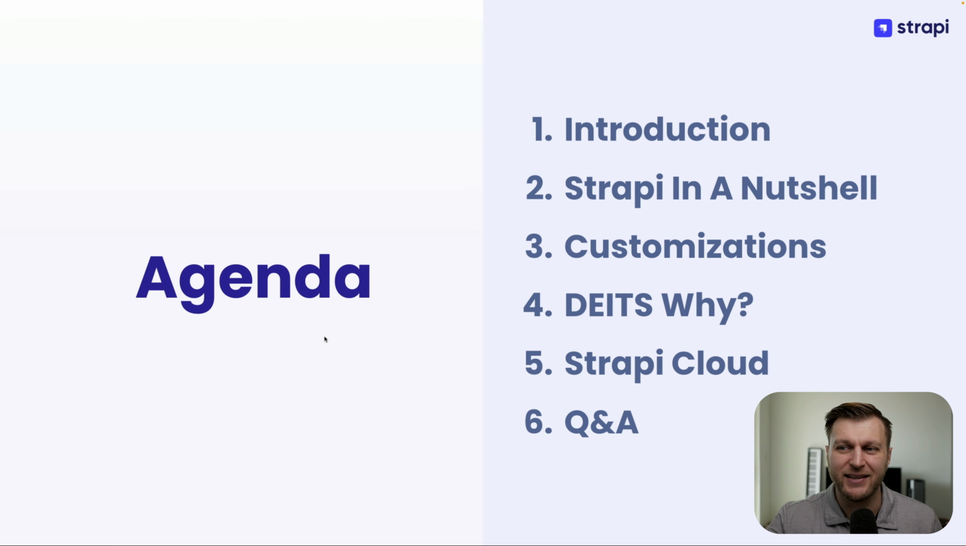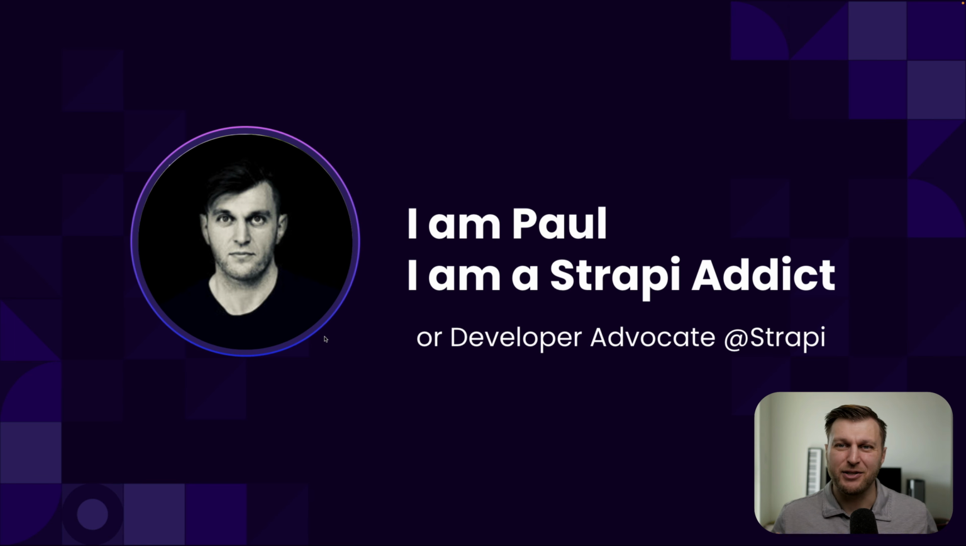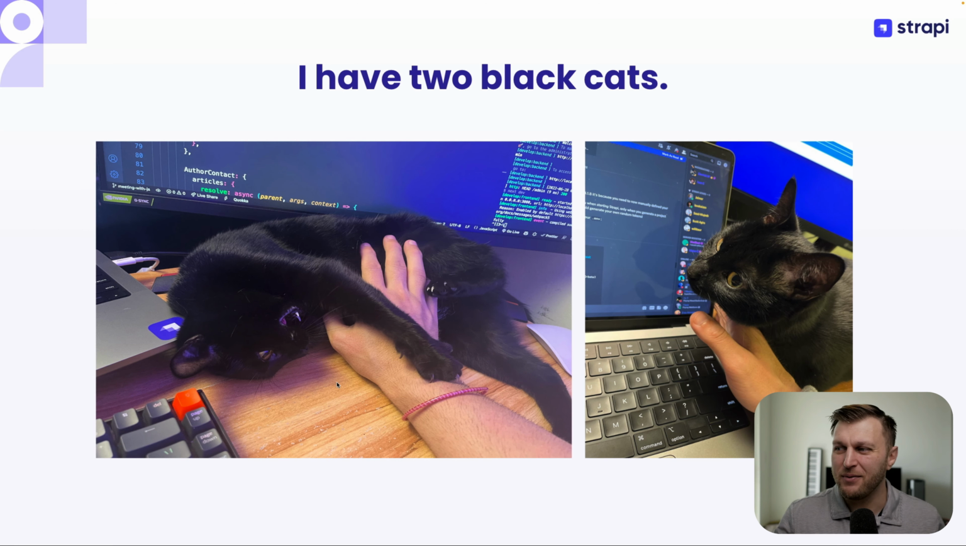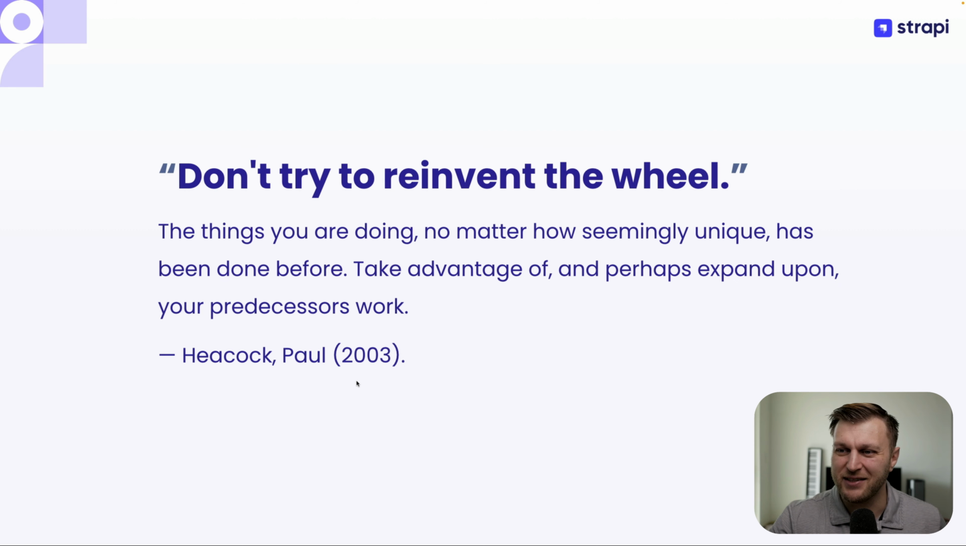So I'm really excited. My name is Paul, and I'm a Strapi addict, or you could say a developer advocate at Strapi. I have two cats. One of them is crazy, probably because he loves PHP, which, nothing wrong with PHP, I'm just kidding. But they're amazing, but they're always interrupting me working when I'm trying to get stuff done.